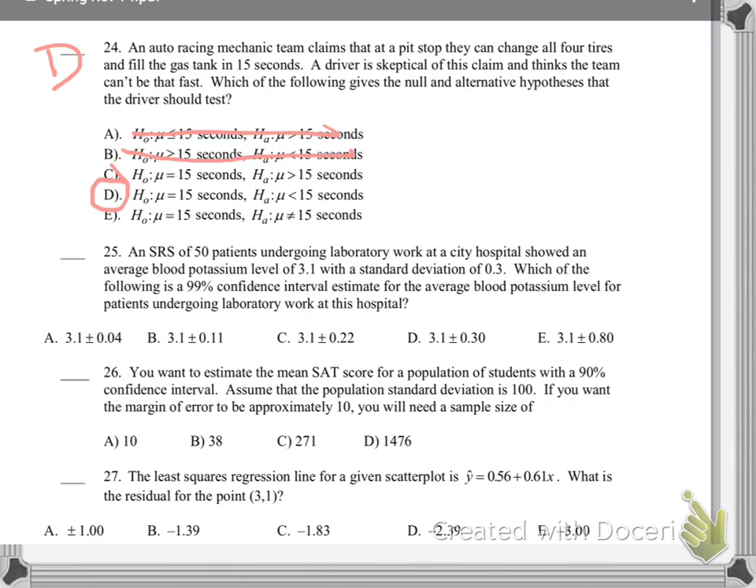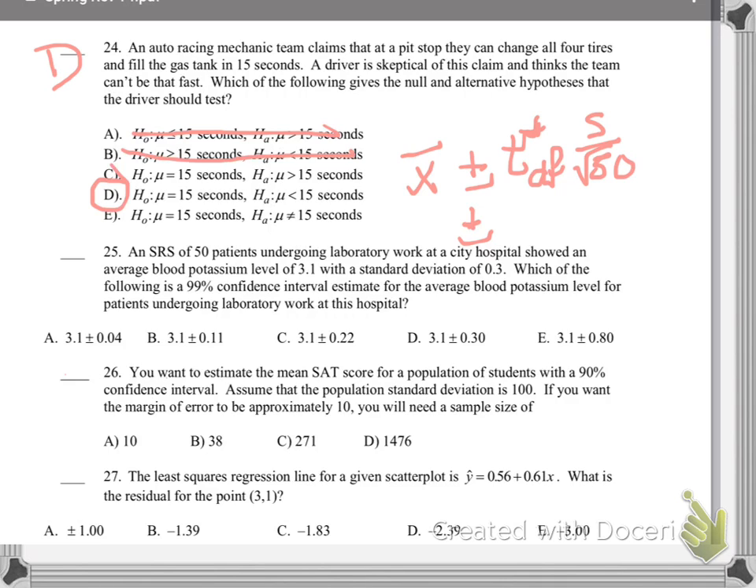Okay, so let's go do number 25. Remember, a confidence interval for one mean is going to be the mean plus or minus the critical value of the degrees of freedom times the standard deviation divided by the square root of n. Well, my mean is 3.1, and do you see here that everybody has 3.1? So that is fine. So is what is to the right of here.